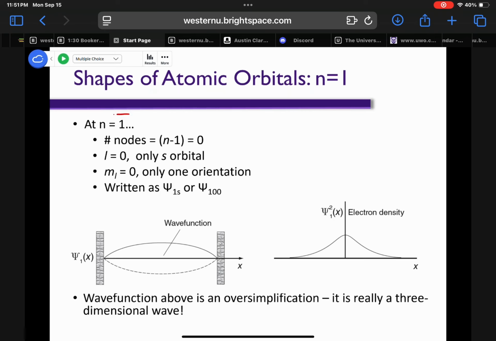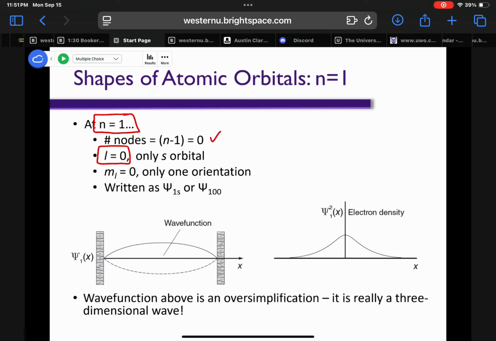If n equals 1, what are our options? And we now know how to count that out. Well, the number of nodes is going to be 0 because the number of nodes is n minus 1. If n equals 1, what are the options for L? Well, it can go from 0 all the way up to n minus 1, which is 0.